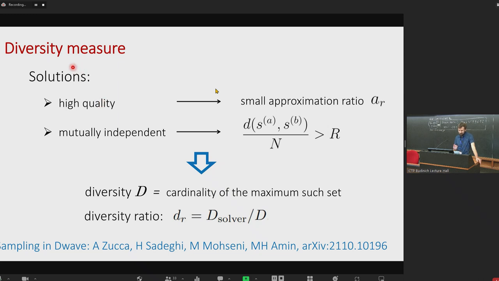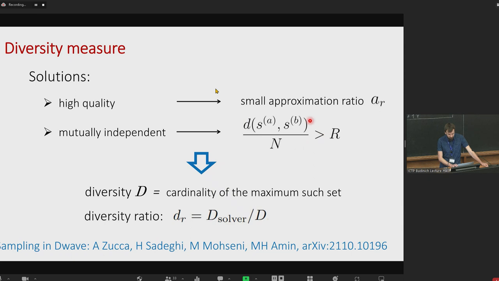But let me jump in. We could try to define diversity in many ways, but we think that we should encapsulate two ideas here. One is that we want to focus only on solutions that are of high quality, and in some sense that's easy because we just limit ourselves to solutions below some energy threshold or solutions with a small approximation ratio. And the second, the solutions should be mutually independent. What I mean by that is, we need some kind of notion of distance between solutions, and then you can just use the Hamming distance or some kind of refinement of the Hamming distance that we use in our low dimensional examples.